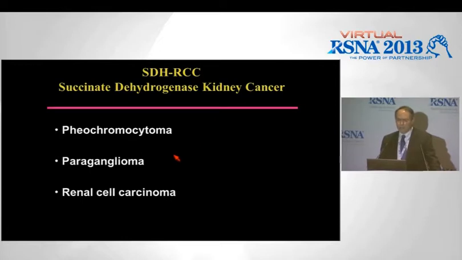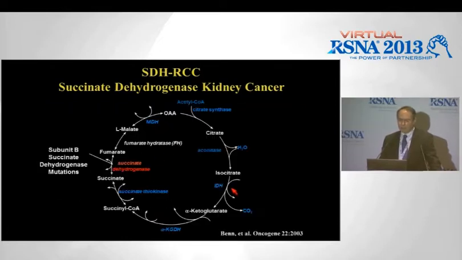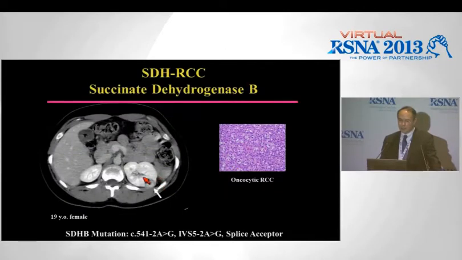And this is a syndrome that involves PHOs, paragangliomas, and renal cell carcinoma. The next enzyme back in the Krebs cycle is subunit B of succinate dehydrogenase, and that converts succinate to fumarate. You take out this gene, and you also get very aggressive renal cancers. This is an example of one of these SDH renal cell carcinomas. It's an oncocytic type renal cell carcinoma, which again is one of these hybrid type designations. There's actually a spectrum of these kinds of diseases.